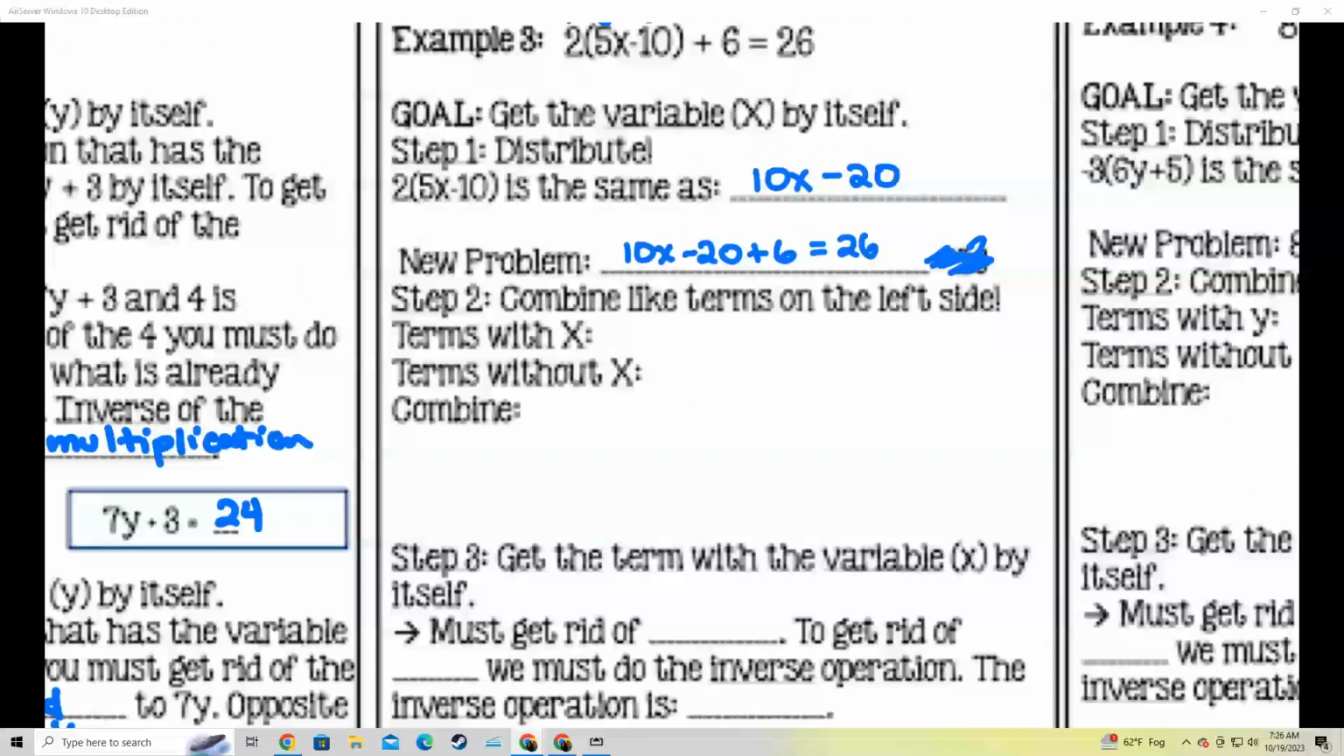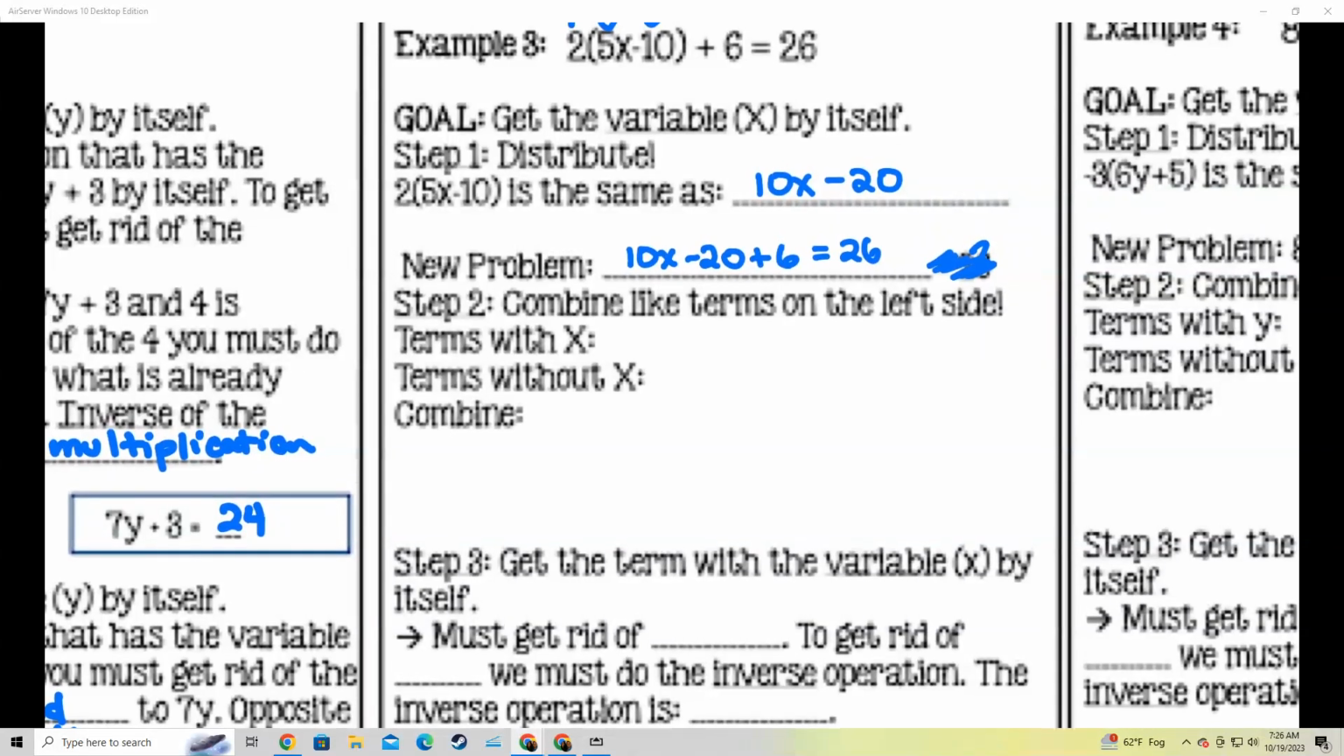All right, step 2, combine like terms on the left-hand side. So are there any terms that are similar to each other? Absolutely. There's this negative 20 and this positive 6 that I can combine because they're like terms. I can't combine that with the x, though. If I combine the x's, there's nothing, it's just 10x. If I combine the terms without the x, then I would end up with a negative 14. So my new equation is 10x minus 14 is equal to 26. All I did was I combined the terms in pink.